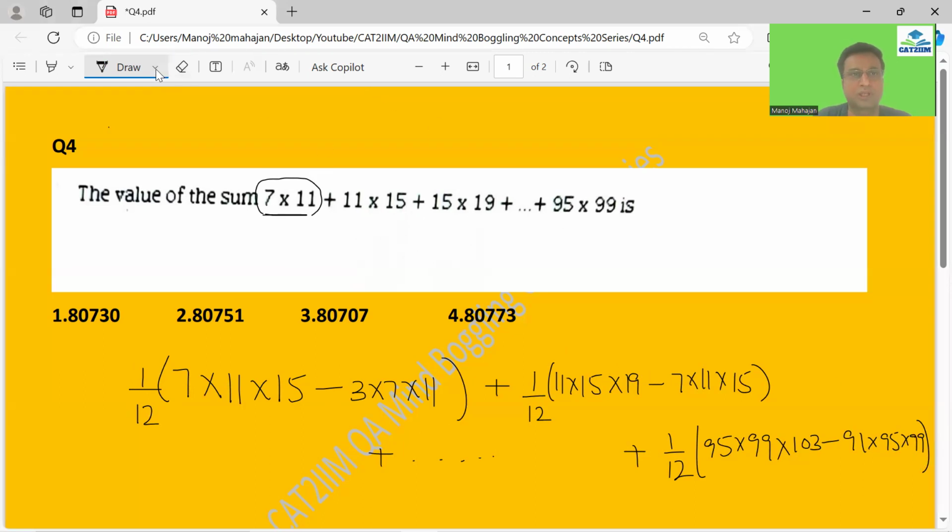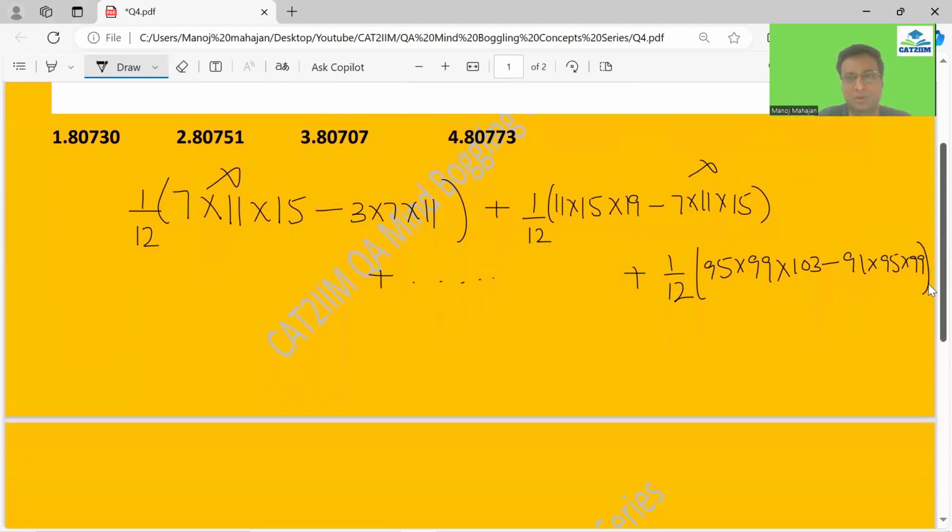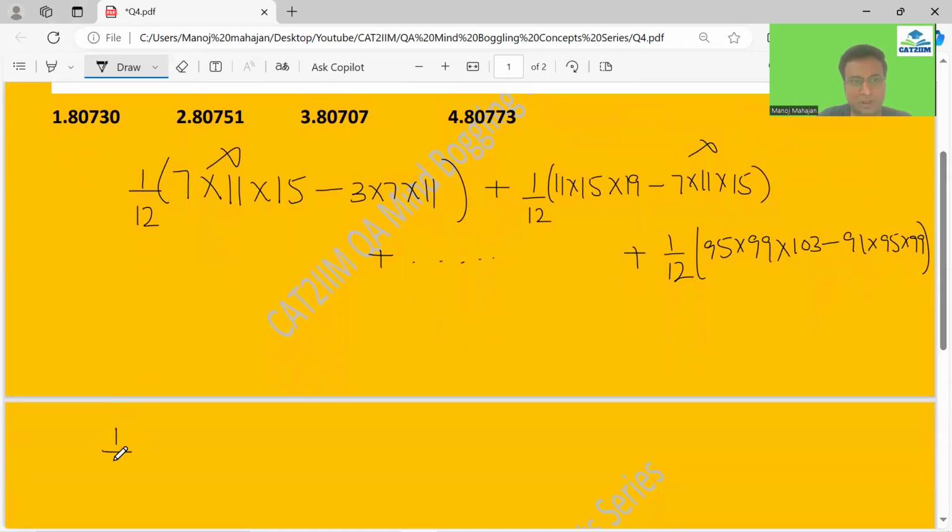If you look further, what is going to cancel out? This term 7 into 11 into 15 will cancel out with this minus 7 into 11 into 15. So what we are going to be left with, let me put it over here, 1 by 12 I'm taking common. What is going to be left is this term that is there, and also this term. Rest all will cancel out. So my answer is nothing but 1 by 12.